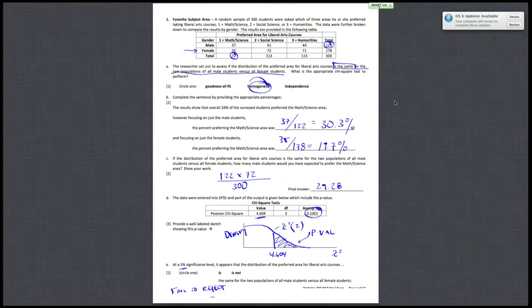For a test of homogeneity, which is what we're doing here, the null hypothesis is that the groups are the same. So if I fail to reject that, then it appears that the distribution is the same for the two populations. Because if I fail to reject the null hypothesis, which is that they're the same, then I'm going to conclude that they are the same for the two populations.